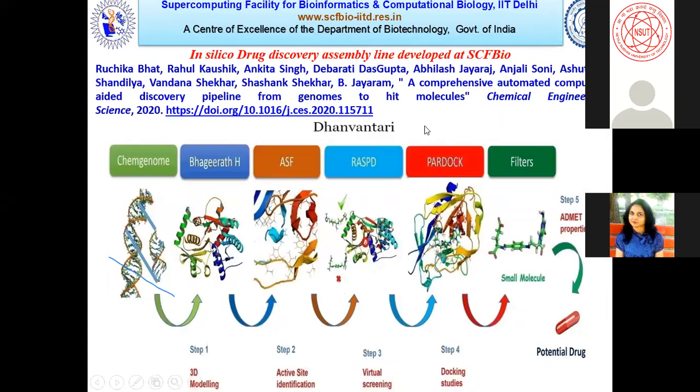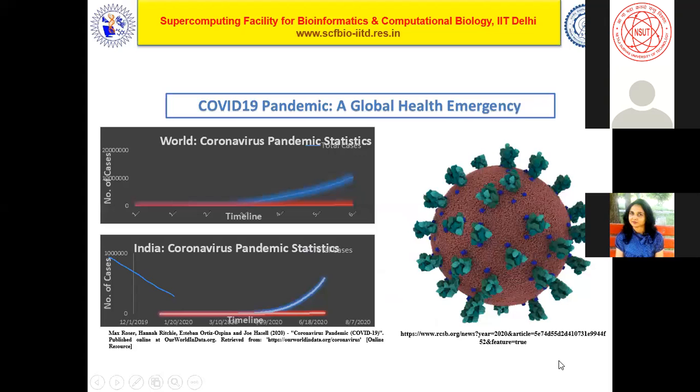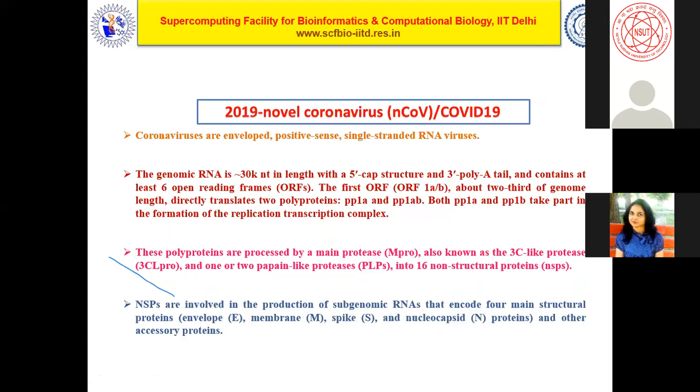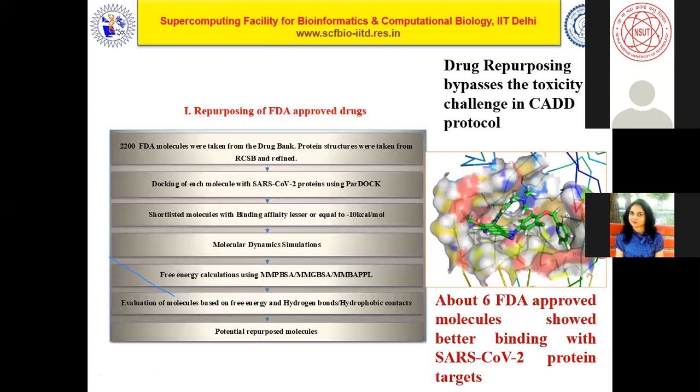Now, this pipeline was published recently, a few months ago, in Chemical Engineering, which has this chem genome to Bagheera to active site finder to million compounds, RSPD to PowerDock, atomic level docking and filters, and eventually a potential drug that can be tested. Right. So I'll leave this aside right now. There are some molecules which are waiting for testing.